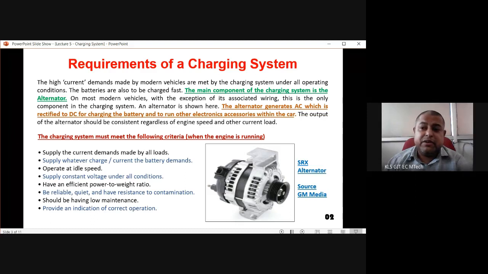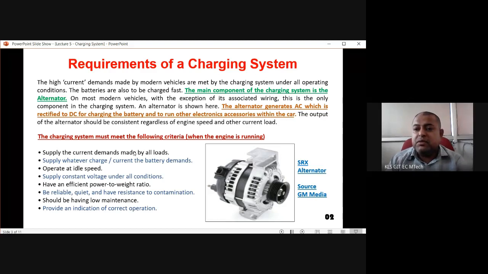For charging the battery also, we need DC. Alternator output is AC, so there has to be a rectifier, and special rectifiers are designed. We will see that in this chapter itself. These specially designed rectifiers convert the AC into DC, and that DC continuously charges the battery whenever the alternator is on or the engine is on. Operate at idle speed. Those who drive a car know what idle speed is. At that time also, the operation should be maintained by the alternator. Supply constant voltage under all conditions. As already mentioned, regardless of engine speed and other current load, the output of the alternator should be consistent.